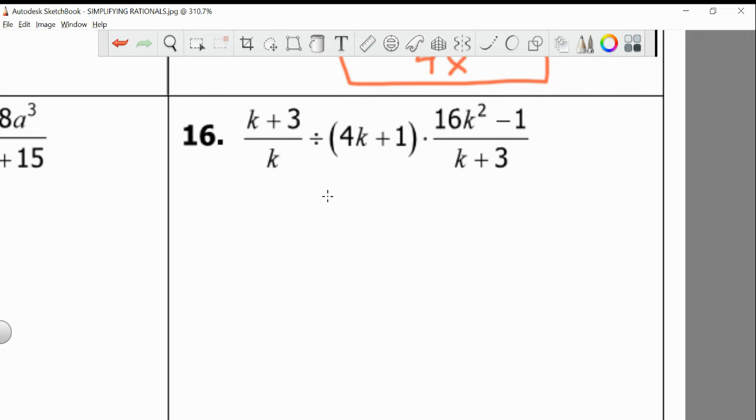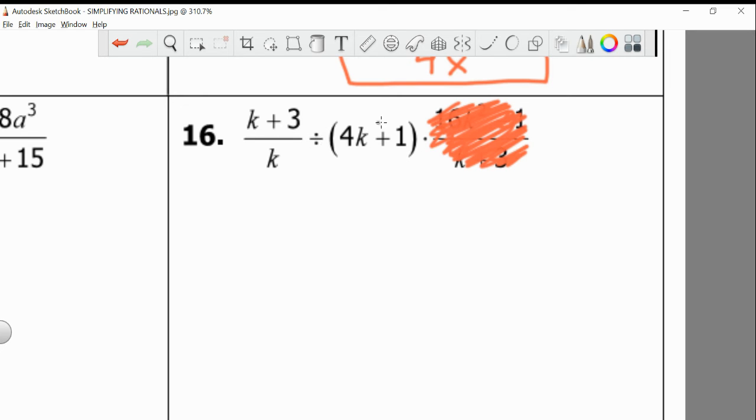Number 16 has 3 different parts, right? We've got kind of 1, 2, 3. We need to divide by this, okay? And then this part over here is like an extra part. We're going to cross this out. That's not that important. Let's just see if we can look at this question and handle this, okay? What we want to do is multiply by the reciprocal.